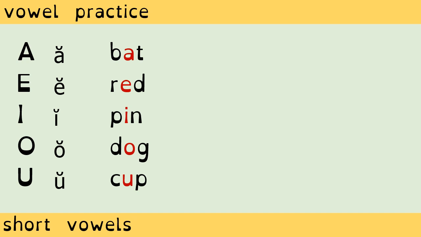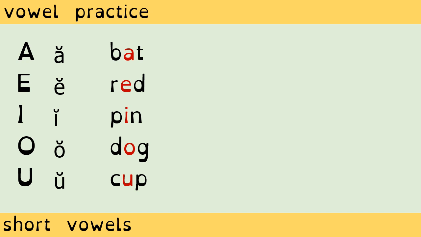Red is spelled R-E-D. Because the vowel letter E is followed by the consonant D, the E takes a short E sound. Red. Pin is spelled P-I-N. Because the vowel letter I is followed by the consonant N, the I takes a short I sound. Pin.